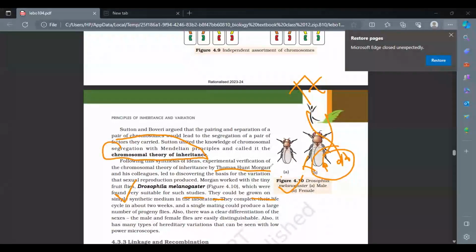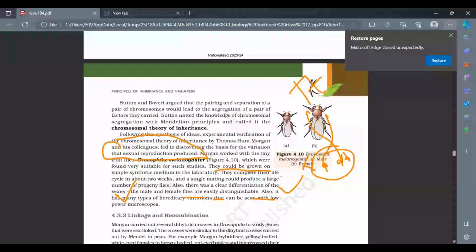So he was able to observe a lot of differentiations and heredity variations, and different little heredity variations of such fruit flies can also be observed under a low power microscope. So these were the reasons why Drosophila melanogaster was used. Okay, so rediscovery of Mendel's work is a very, very important concept, so make sure that you are reading it hard. Okay, fine.